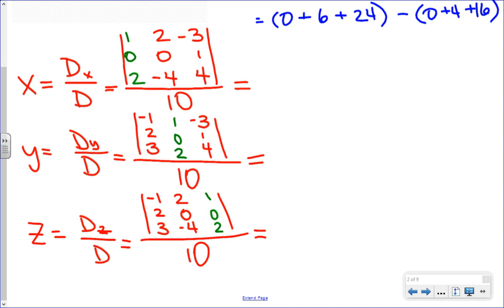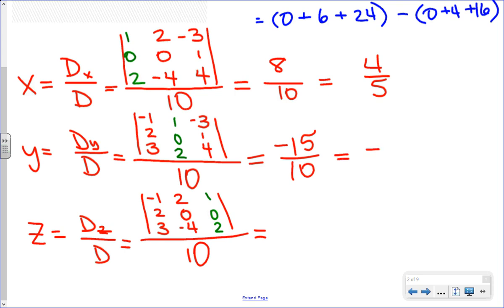All right, pods 3 and 4, what are we getting for that determinant? What did you get for the determinant? 8. You got 8 for the determinant. So we have 8 over 10, which Eli has reduced to 4/5. Okay? Pod 2, what did you get for d sub y? Negative 15. So we have negative 15 over 10, which is negative 3/5.